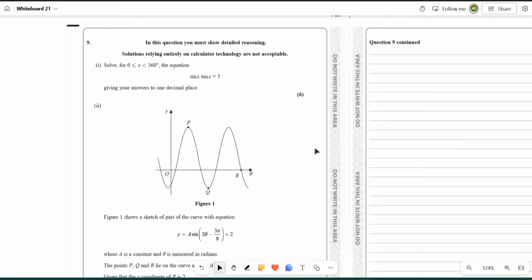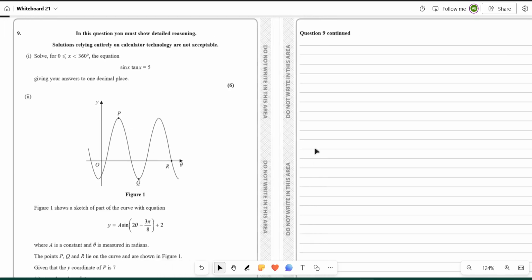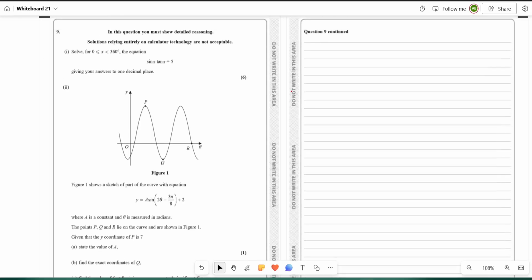Yeah, we need to solve sine x tan x equals 5. Let's do it over here. That's interesting. So let's start by solving part I. It says that sine x tan x equals 5.